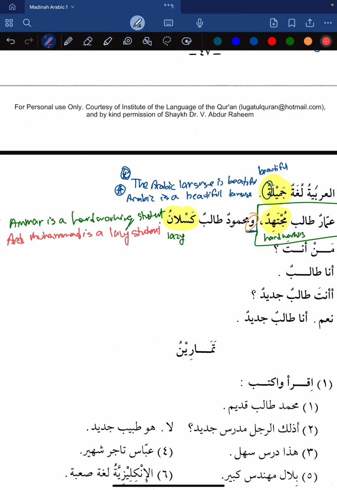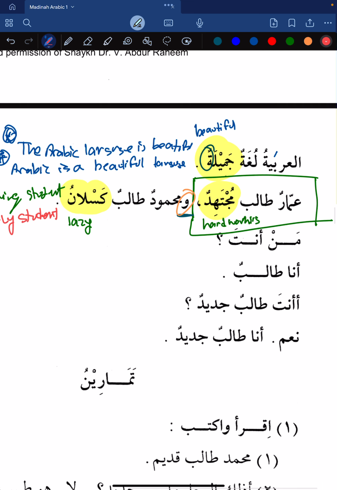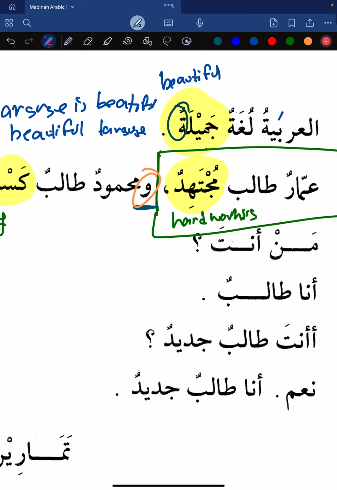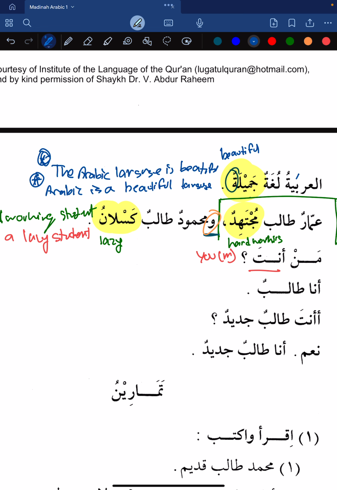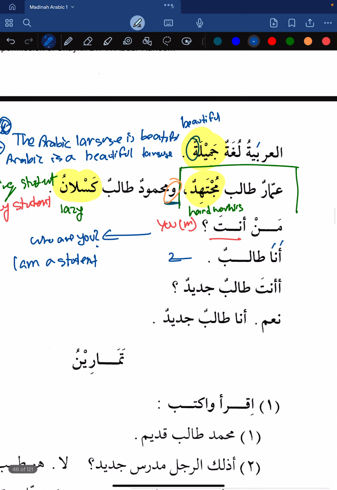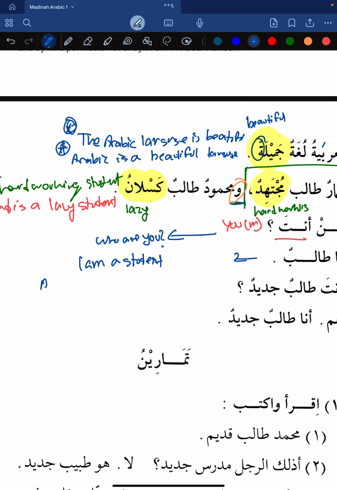Well, Muhammad, you need to improve, right? And then you have man anta. Anta is not a new word. Come on, guys, we did pronouns and we had anta. Anta is you, masculine. Man anta means who are you? Ana talibun. I'm a student. A anta talibun jadidun. Are you a new student?